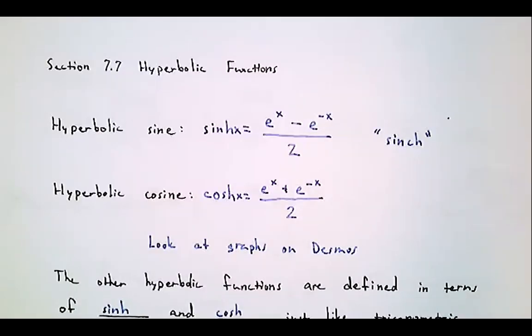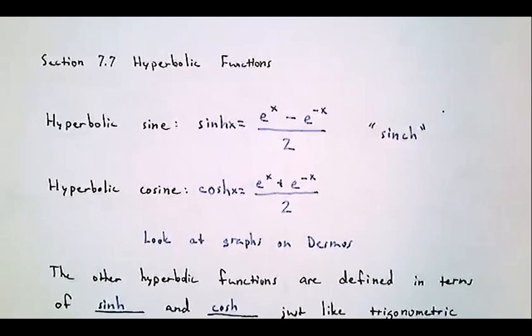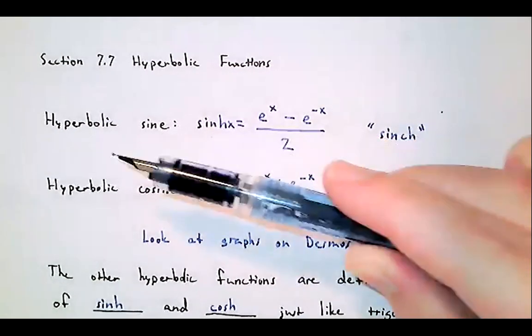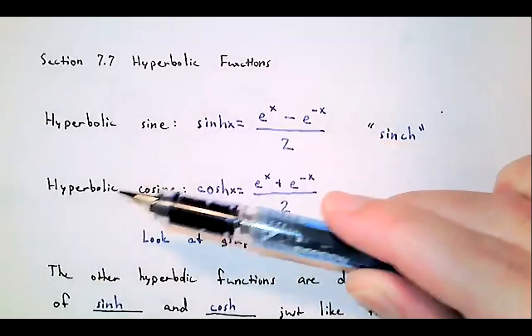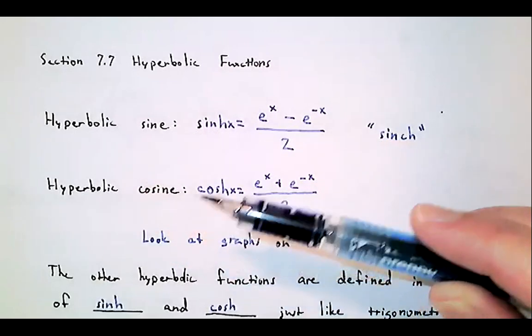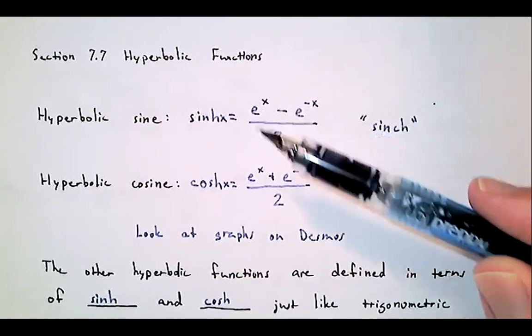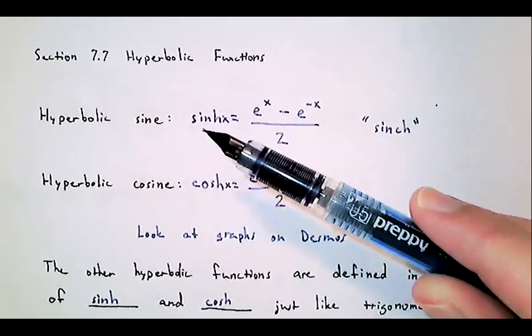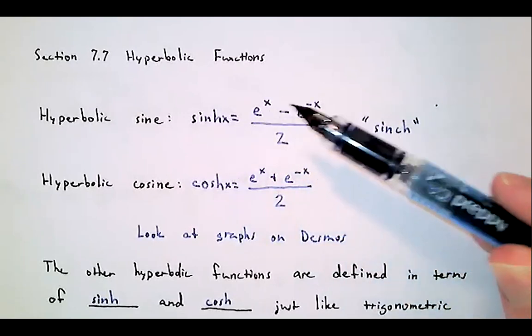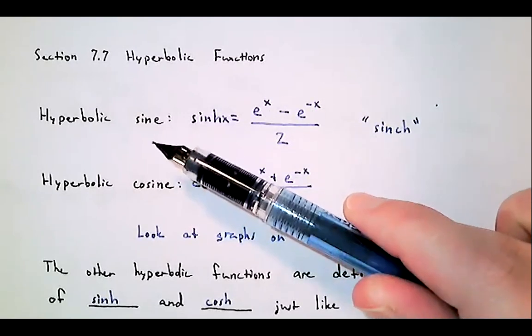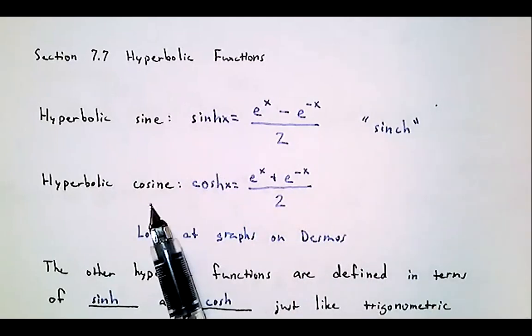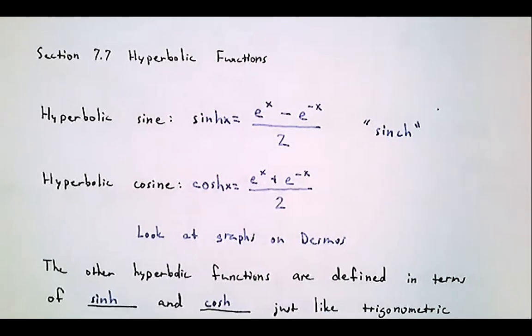Okay, so we're going to continue with section 7.7 this morning over hyperbolic functions. The two basic hyperbolic functions were the hyperbolic sine and the hyperbolic cosine, and they have this slightly unusual definition. Looking at the formula for hyperbolic sine, it's not entirely clear why we would call it a sine function, or why we would call this a cosine function.